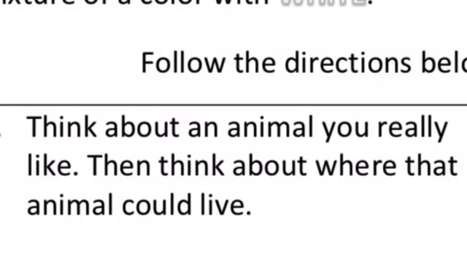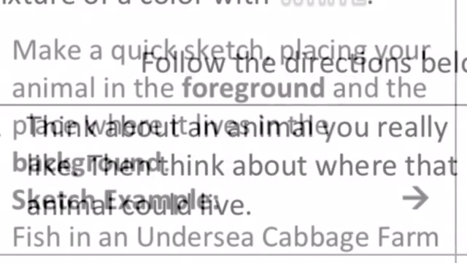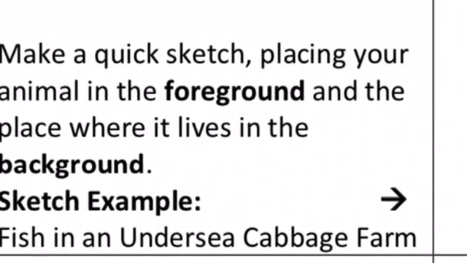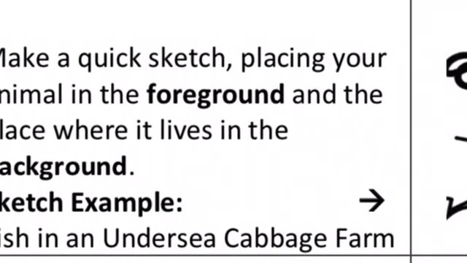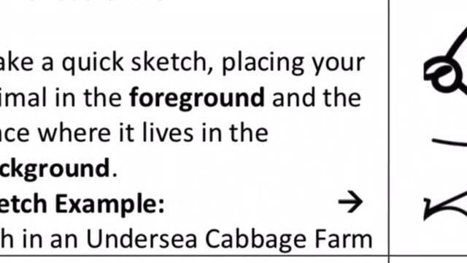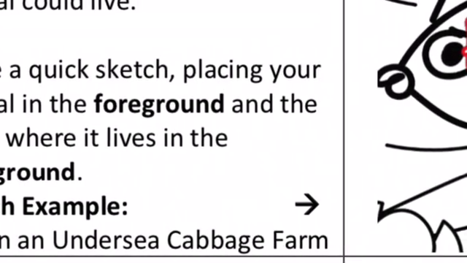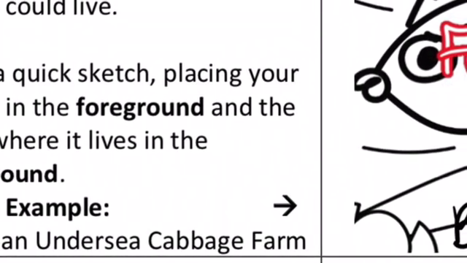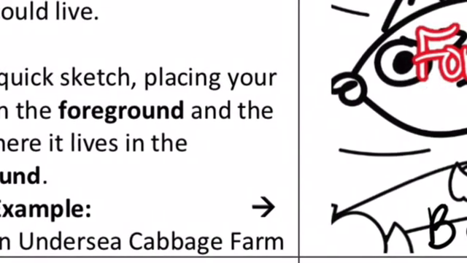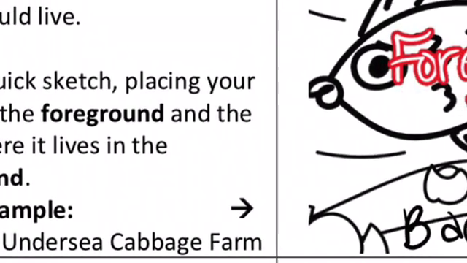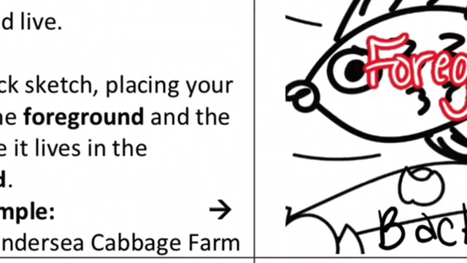The first thing you're going to do, though, is you're going to think about an animal that you really like and then think about where that animal could live. Doesn't have to be realistic. You could have a penguin living in a volcano. Then you're going to grab some scratch paper and make a quick sketch. You're going to place that animal in the foreground and your background is going to be the place where it lives. So here's my example over here, and I have a goldfish living in an underwater cabbage farm.